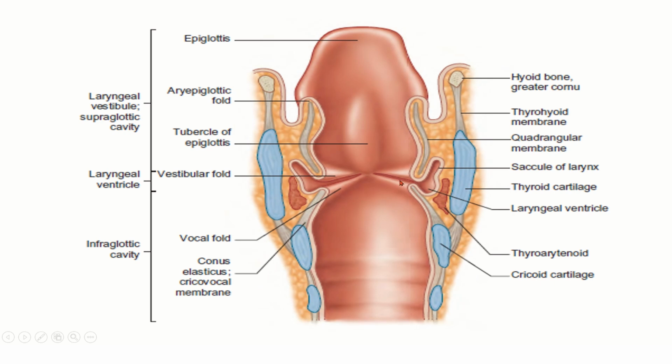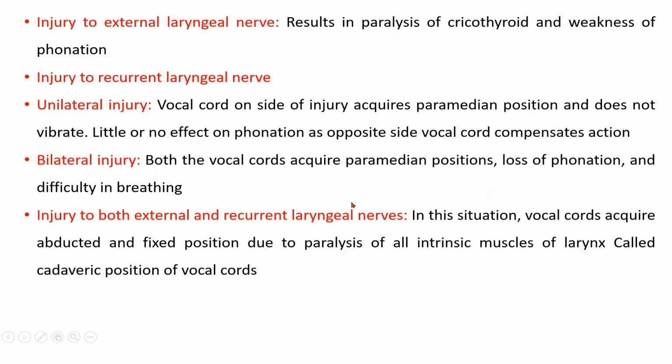You can see here, this is the vestibule. So this is the infraglottic compartment. Between the two vestibular folds is the rima vestibuli. Between the two vocal folds is the rima glottis. Between the vestibular fold above and the vocal fold below, this is the sinus of the larynx, and you can see this is the extension from the sinus of larynx, that is the saccule of larynx. So mucous glands present here lubricate the vocal cords or vocal folds.